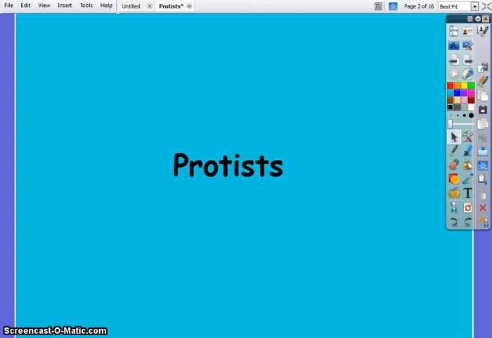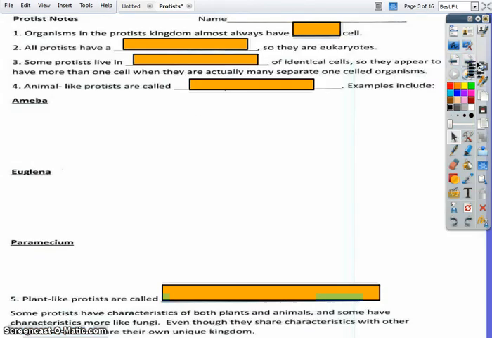Alright, so today we're going to be looking at Protists, so we're just going to go ahead and get started, because there's really not a whole lot of information to go over that you need to know. I just want to go over some of the differences and similarities when we look at other organisms.